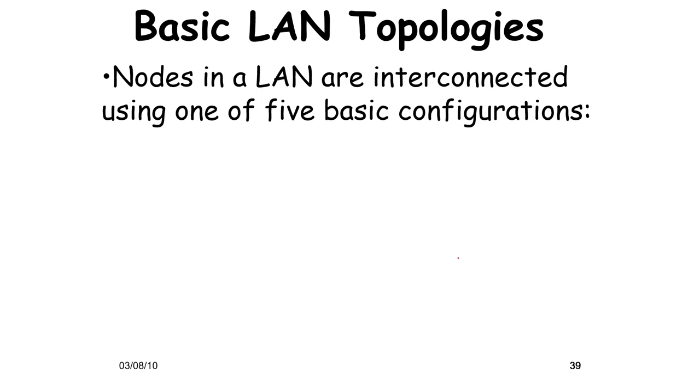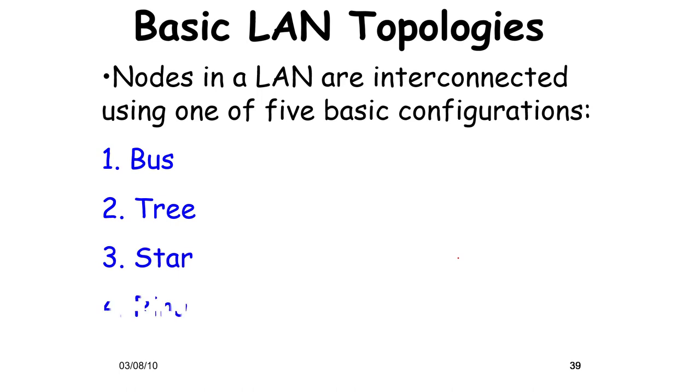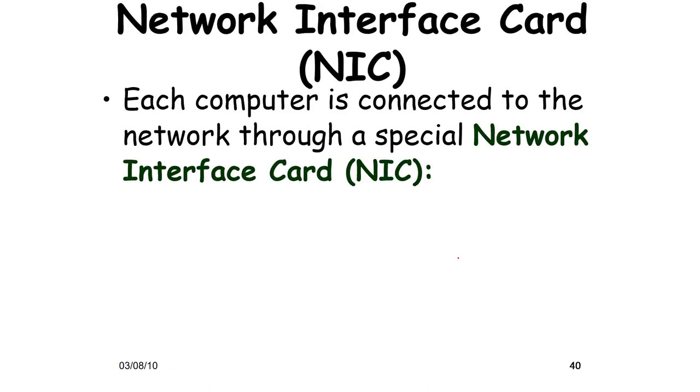Now let's come to some basic LAN topologies. So nodes in a LAN are interconnected using five basic configurations: a bus, a tree, a star, a ring, and wireless. So wireless does not have a topology as such. In all cases, we have a network card, also known as a network interface card, whose job is to liaise between, let's say, the motherboard or the processor and the network, right? So it communicates with the motherboard on one side and the network on the other side, and it facilitates information exchange.